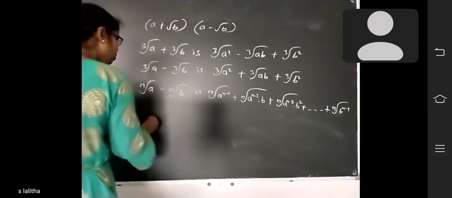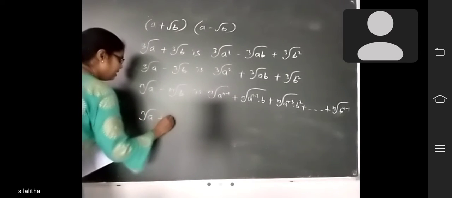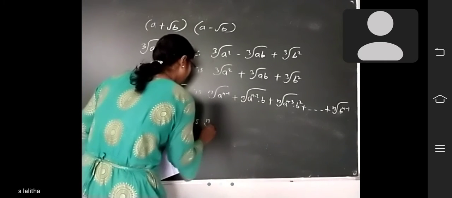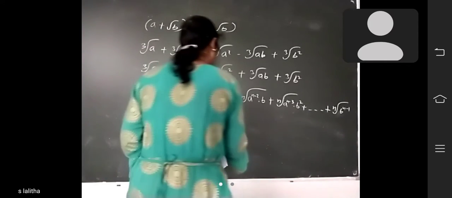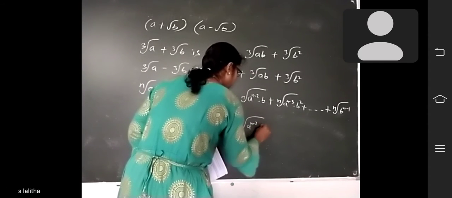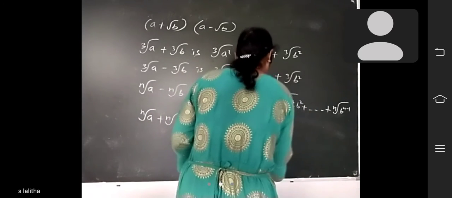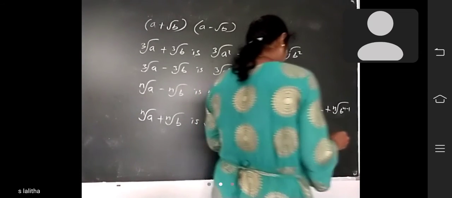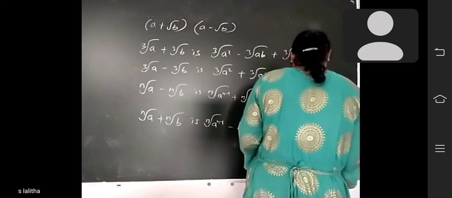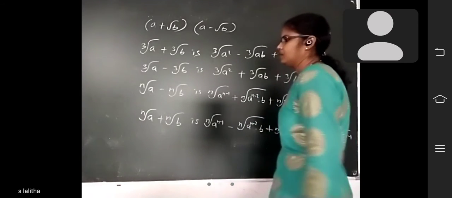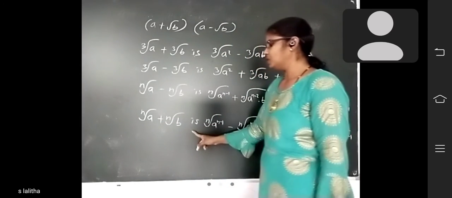Okay. These are the formulas. Now next, nth root of a plus nth root of b. What is the rationalizing factor for this one? Nth root of a power n minus 1 minus nth root of a power n minus 2 into b plus nth root of a power n minus 3 into b square minus so on plus nth root of b power n minus 1.